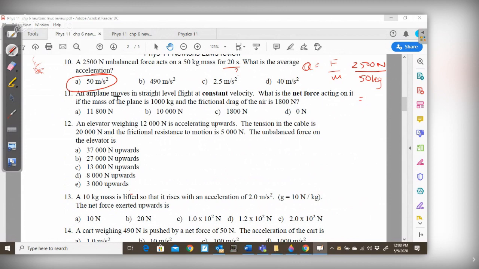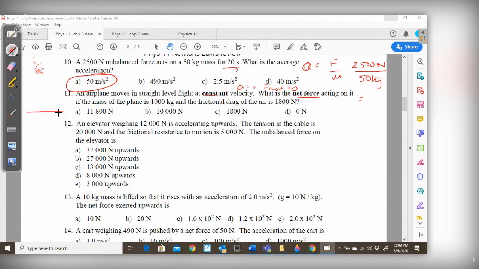11, an airplane moves in a straight level flight at a constant velocity. Constant velocity, uniform motion. Acceleration is equal to 0. That means our net force is also equal to 0. So what is the net force acting on it? Well, if the plane has 1,000 kilograms and there's frictional drag of 1,800 newtons, is the net force really equal to 0? Because we've got this 1,800 newtons.